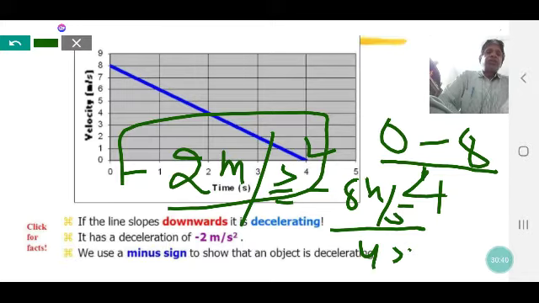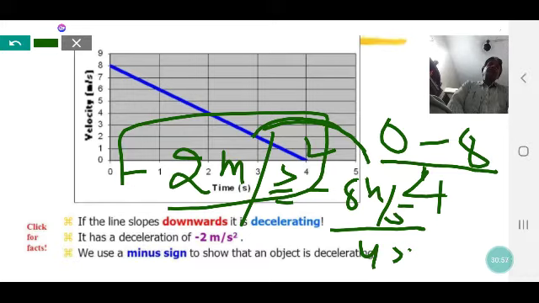When the slope of the graph makes an obtuse angle with the time axis, then the slope of the graph is negative, and that gives the negative acceleration. The slope of the graph will be negative and the acceleration is also negative.